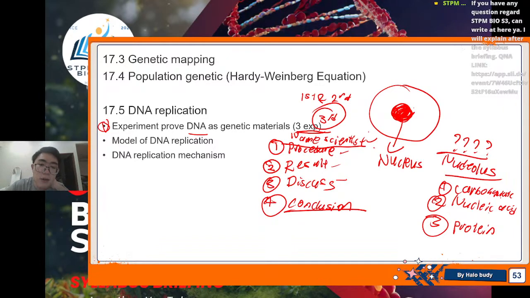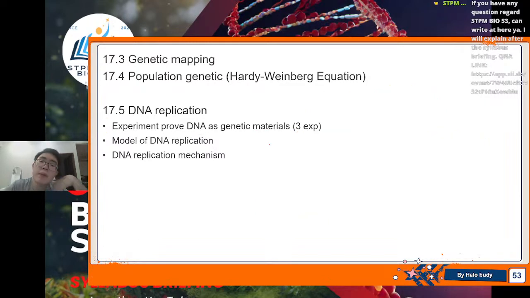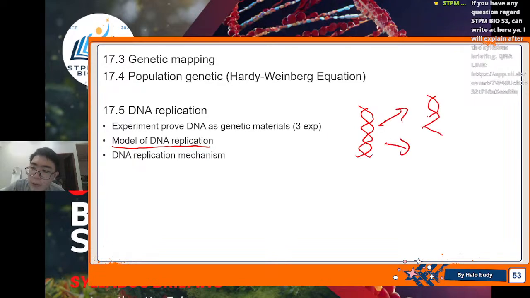Okay, next is, we already know DNA is genetic material. Dia carry genetic material. But how about macam mana DNA replicate lah? Macam mana? Tak tahu leh, saya pun tak tahu. No, everyone know. So first we have to know the model of DNA replication. So we know that I already say that DNA replication is for one DNA dia akan replicate dekat ada dua punya DNA. But macam mana? So there are three models proposed by Watson and Crick.